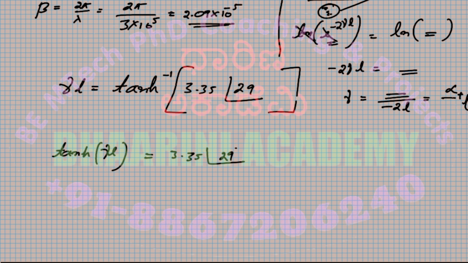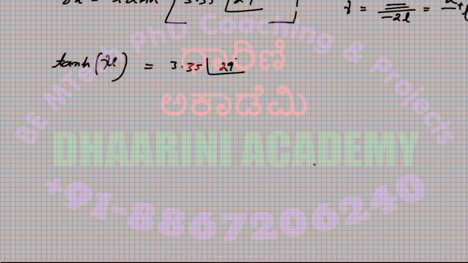So tanh inverse of a complex number, we don't have an option directly, so we have to substitute the tanh of gamma L function. Tanh of gamma L is nothing but e to the power gamma L minus e to the power minus gamma L divided by e to the gamma L plus e to the power minus gamma L. So the right hand side, I still have the same thing, which is 3 point.